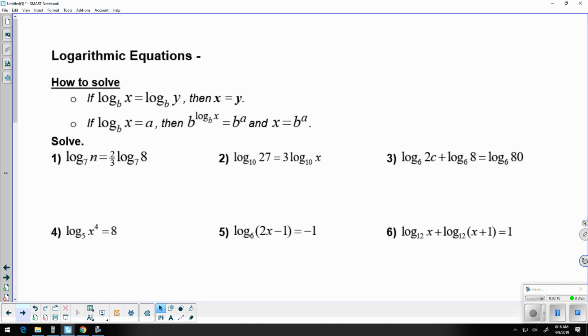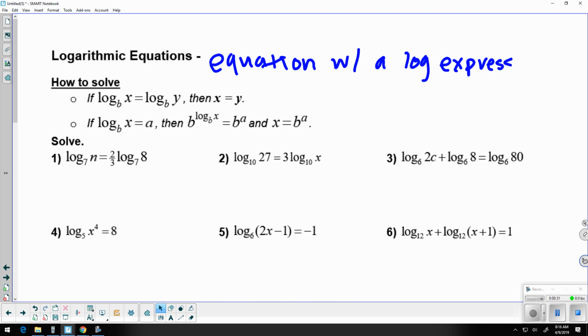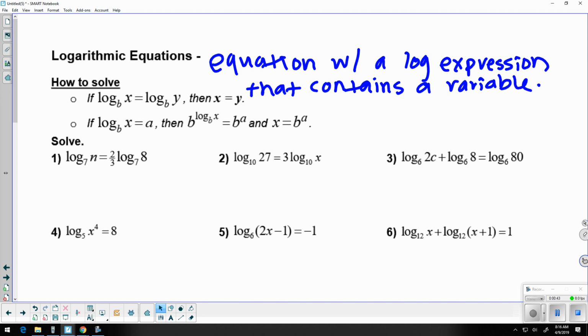So what is a logarithmic equation? It's an equation with a log expression that contains a variable. That's simply all it is. So an equation with a log expression that contains a variable. And just like there were two different types of exponential equations, there are two different types of log equations as well.